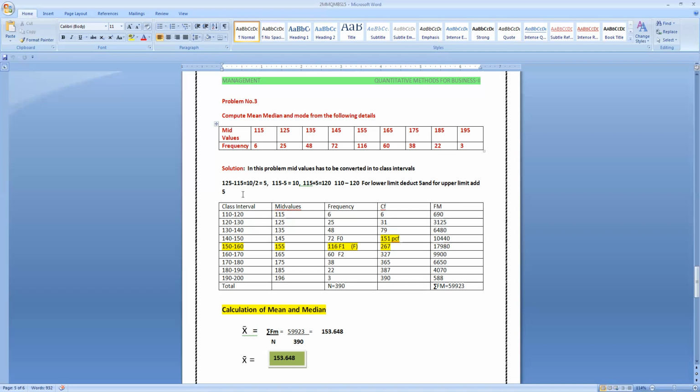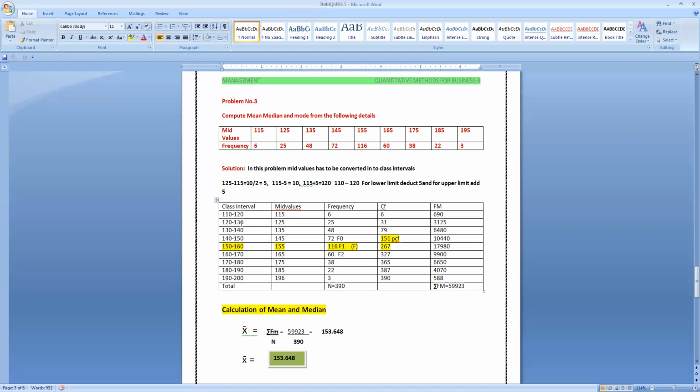So 115 is the mid value, which means if you deduct 5, we'll get 110. To 115, if you add 5, you'll get 120. If we find one class interval, it is very easy to calculate the rest of the class intervals. It is the exclusive method. So 110 to 120, 120 to 130, 130 to 140, 140 to 150, up to 190 to 200.